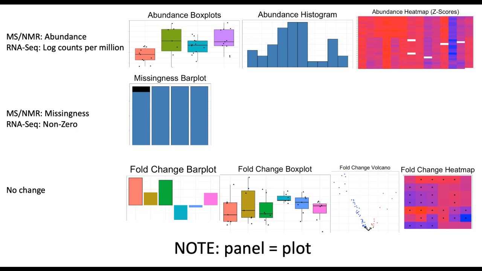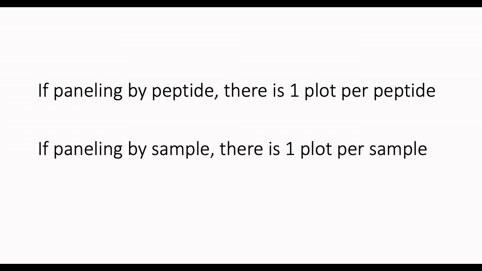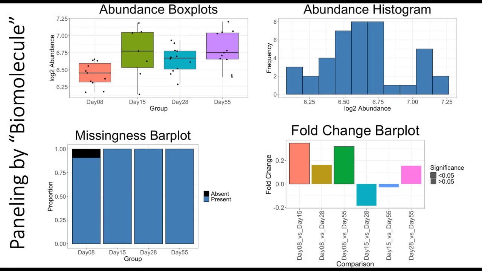So when we say the term paneling by, we mean that a plot will be generated for each panel. If that panel is a peptide, there will be one plot per peptide. If the panel is a sample, there will be one plot per sample, and so on. There are 4 types if paneling by biomolecule.